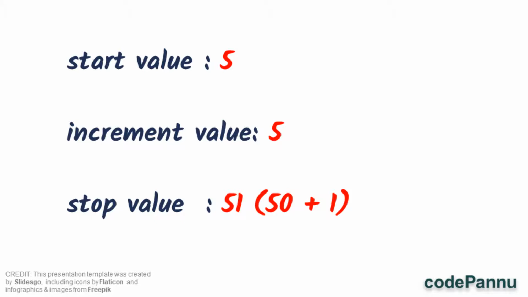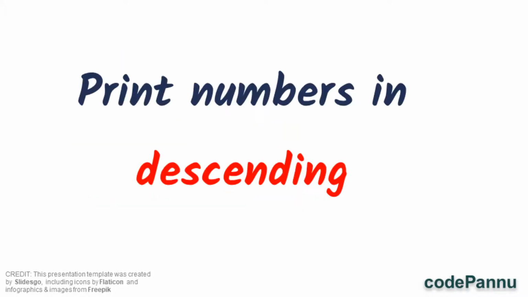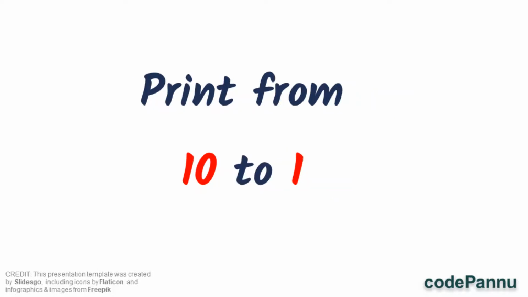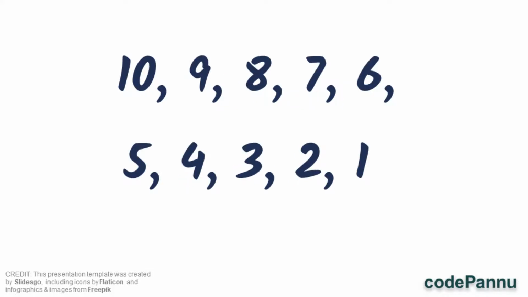I'm sure you can. The last one, this is another really cool program and I'm sure you're going to enjoy it a lot. We are going to print numbers in descending order. Wow! So let us print start value from 10 to 1. So we are going to print from 10 to 1. So let's write the output. What is the output we want? 10, 9, 8, 7, 6, 5, 4, 3, 2 and 1.